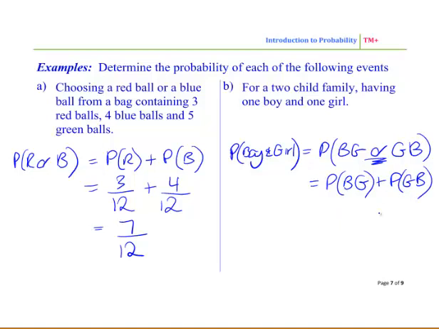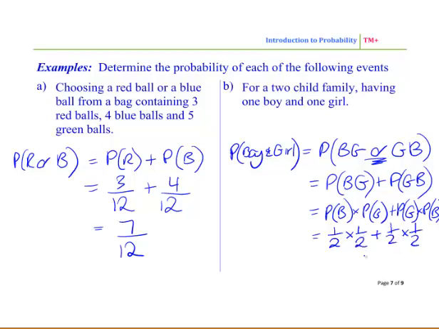Now what we can do is do the multiplication law within the addition law. So this becomes the probability of B times the probability of G plus the probability of G times the probability of B. Sorry about getting really squished. So 1 over 2 times 1 over 2 plus 1 over 2 times 1 over 2. So a quarter plus a quarter, which is 2 over 4 or 1/2.